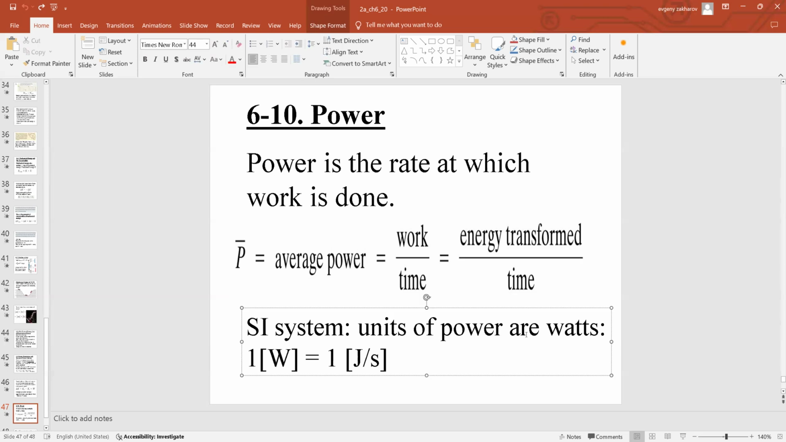Units of power are watts, capital W, and work is joules, or energy transfer is in joules, time is in seconds, so it's joules per second. So watts are joules per second. No horsepower, please. If you see HP, horsepower, do not do horsepower calculations. You have to transform into watts. And I'll show you the conversion factor later.